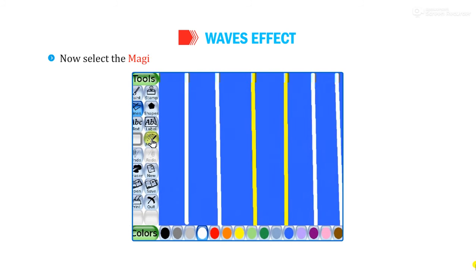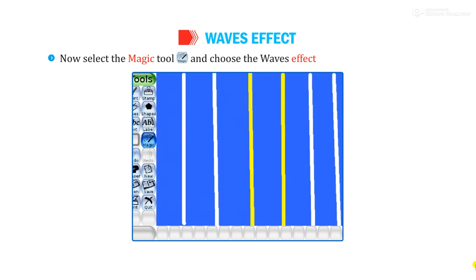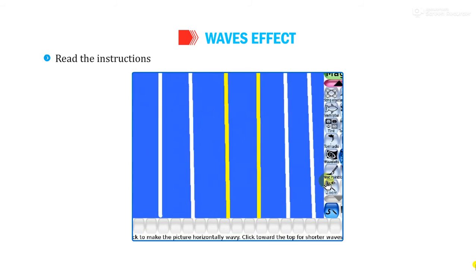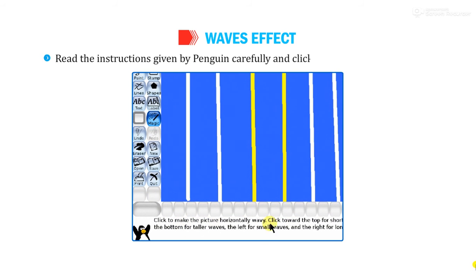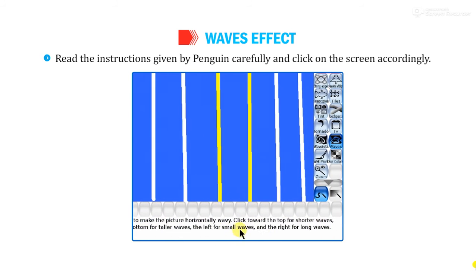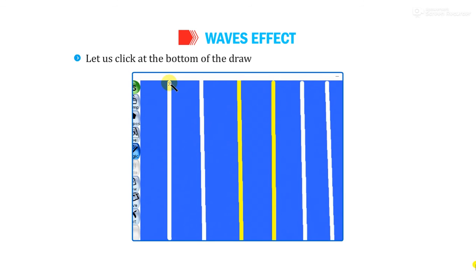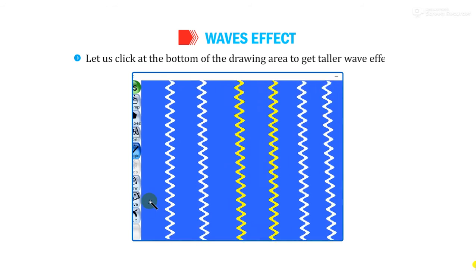Now select the Magic tool and choose the Waves effect from the sub-toolbox. Read the instructions given by Penguin carefully and click on the screen accordingly. Let us click at the bottom of the drawing area to get taller wave effects.